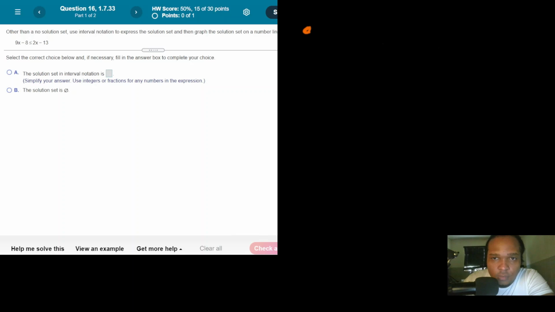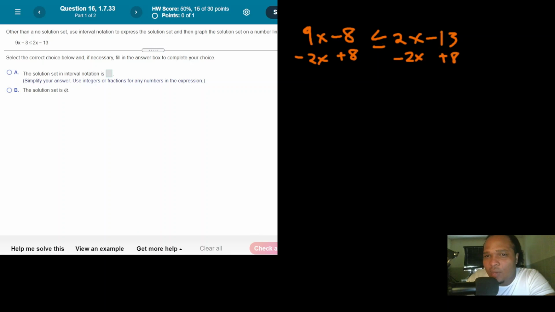9x minus 8 is less than or equal to 2x minus 13. So we have x's on both sides. Let's combine those x's by bringing this 2x over here. And while we're at it, let's add the 8 to both sides to get rid of the 8. That goes away, that goes away.